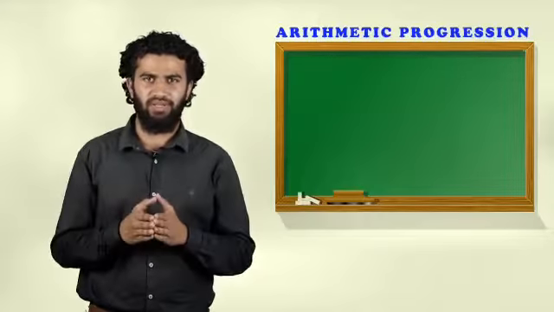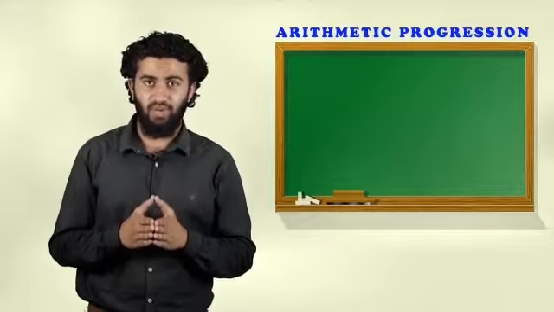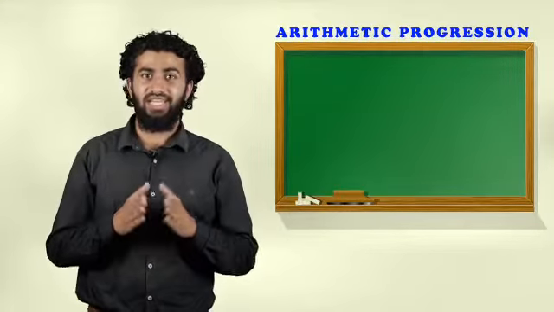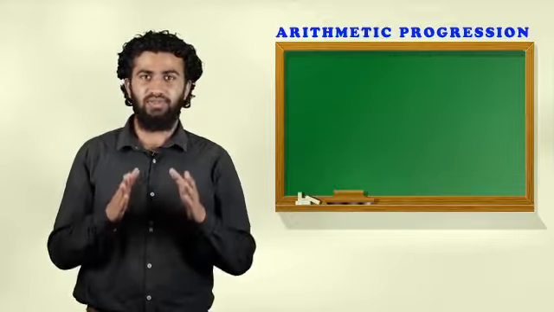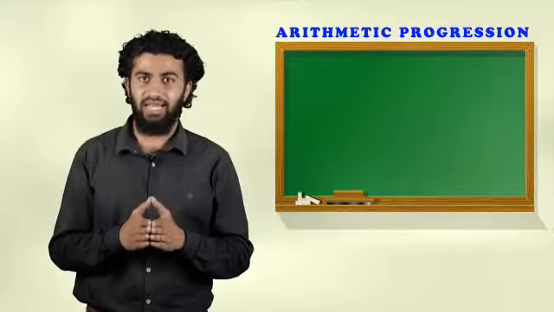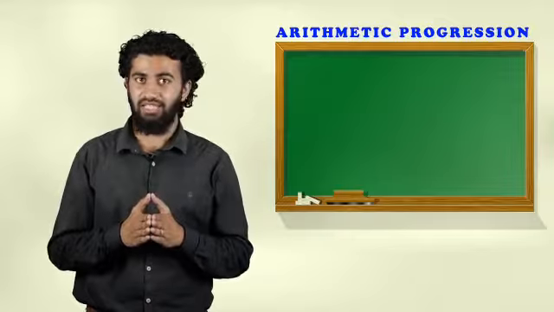It is a simple topic. Let's see what this arithmetic progression is. It is a sequence of numbers in which the difference between consecutive terms is equal throughout the entire sequence. This is what we simply name an arithmetic progression or arithmetic sequence.